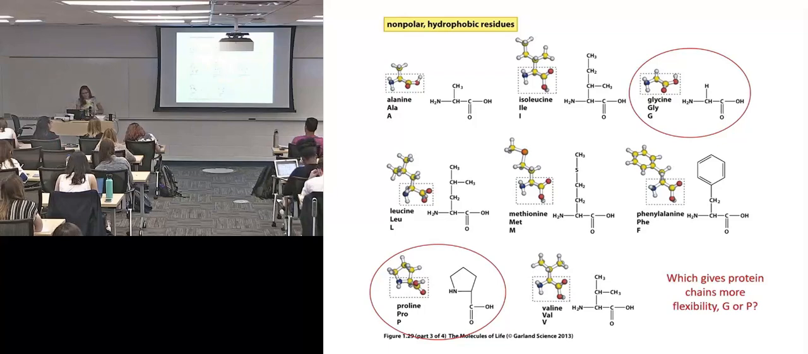Which gives protein chains more flexibility, G or P? G. This is obviously much more flexible. It has such a small side group, it's not going to get in the way of other groups, less likely to have problems with steric clashes or steric repulsion. This is really, really not flexible.